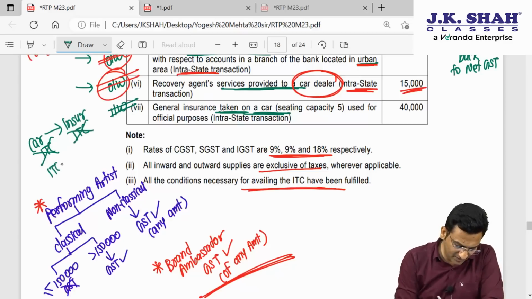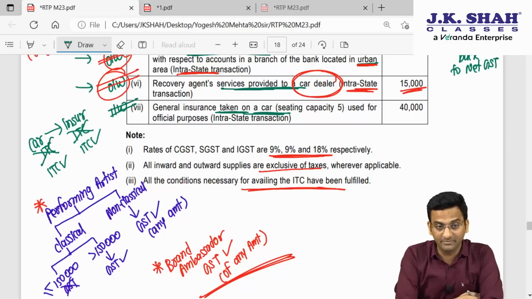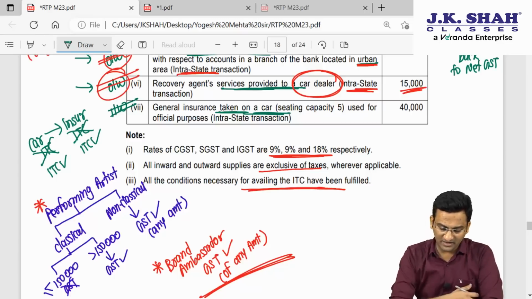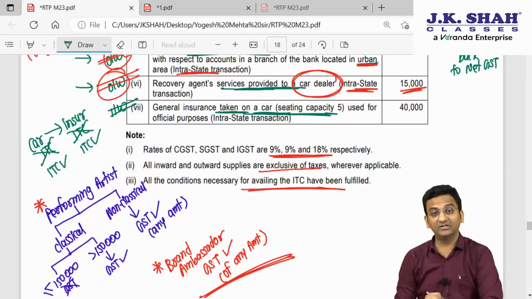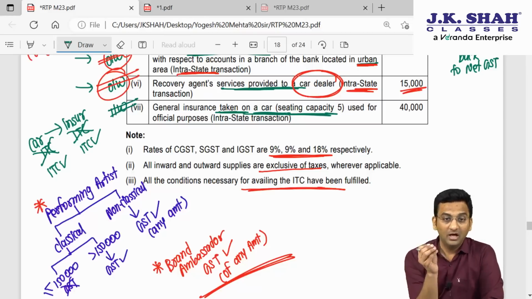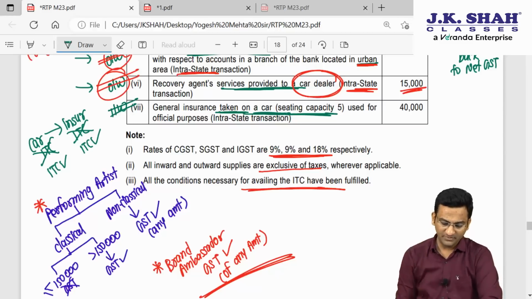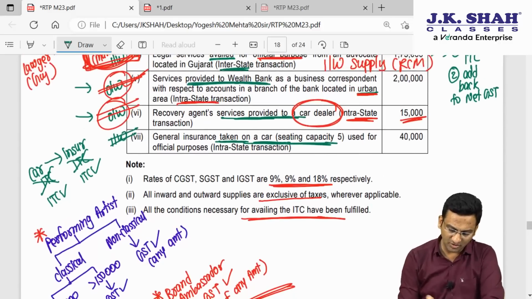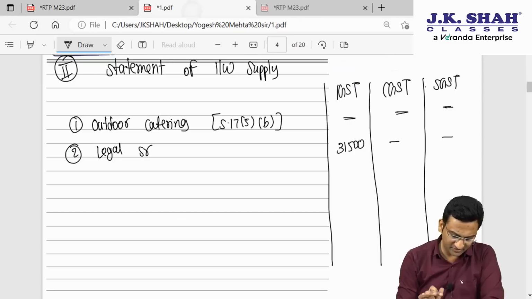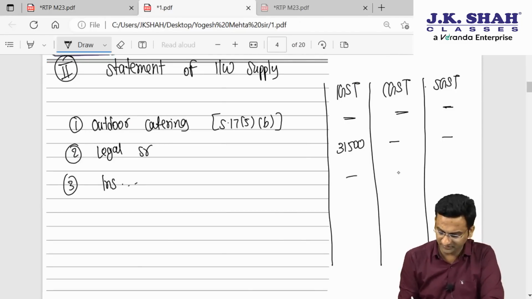If ITC of the car can be availed, then the ITC on the insurance can be availed. Now in this case, friends, my question to all of you is whether the ITC on the car is available or not. So ITC on the car is not available because the sitting capacity is up to 13 and outward is not a further supply or imparting training or a transportation. Correct, friends? So again, general insurance services, the ITC is blocked.